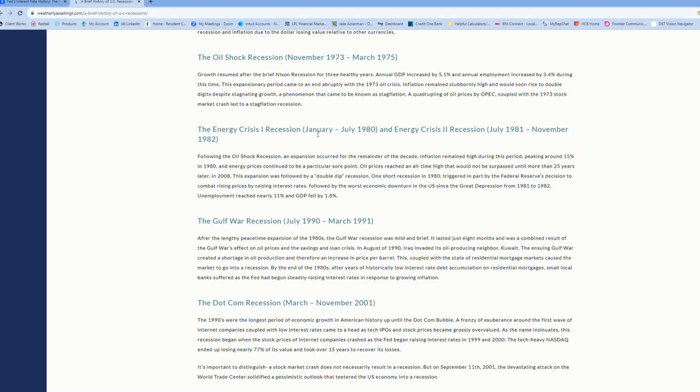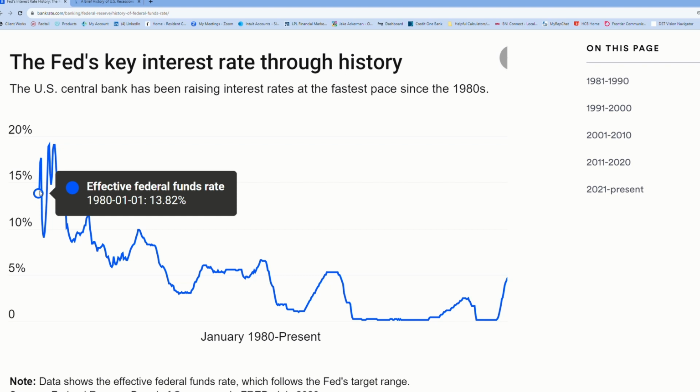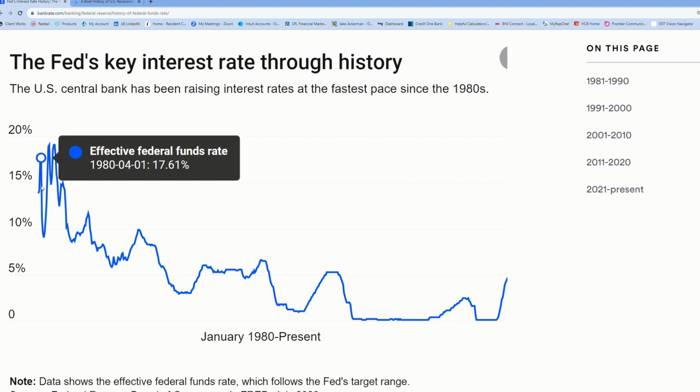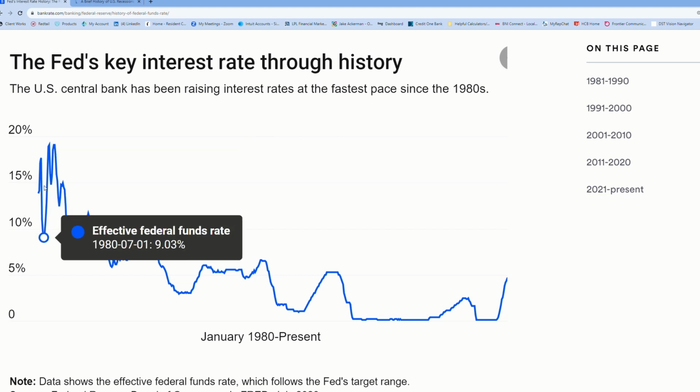All right, what I have up on your screen here is a history of recessions. We're going to start with the 1980s, and we're going to compare them to what the Fed was doing with interest rates. So the first one we'll take a look at here is the energy crisis of January to July 1980. What was the Fed doing with interest rates? They were hiking at the beginning of 1980 up until April of 1980, and things started to deteriorate. And they started cutting rates immediately up until July 1980.